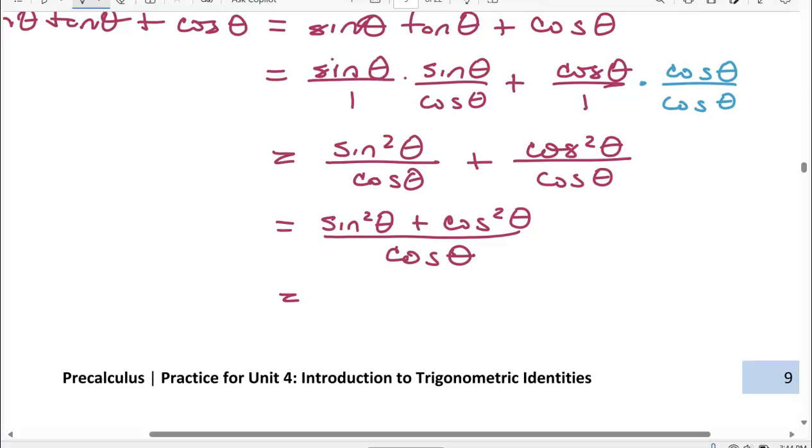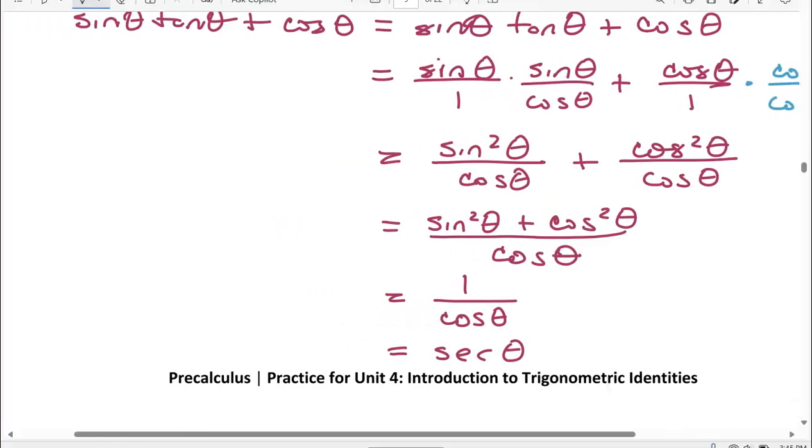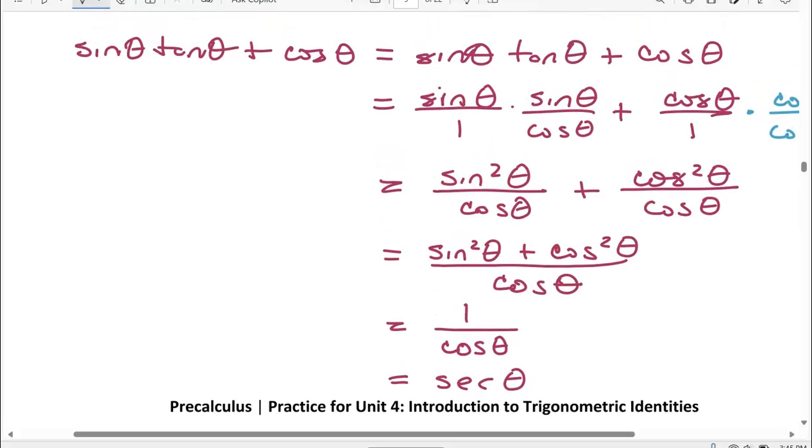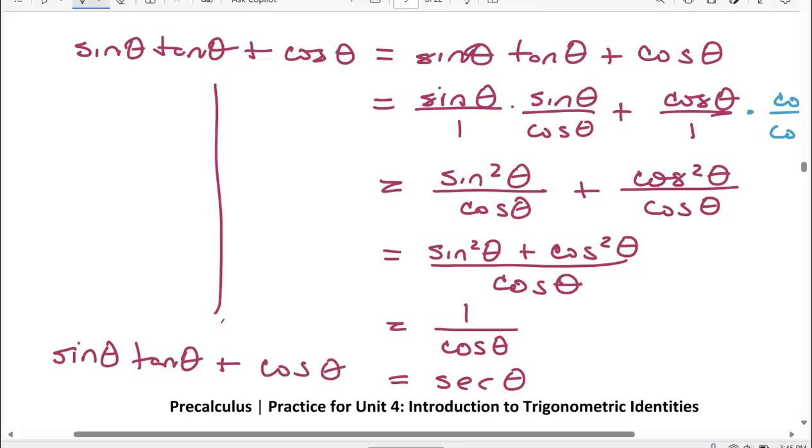One of the Pythagorean identities states that sine squared of theta plus cosine squared of theta is equal to 1. So this is equal to 1 over the cosine of theta, and 1 over the cosine of theta is equal to the secant of theta, and that's what we were trying to prove. So I'm just going to bring down the left side of my identity, sine theta times tangent of theta plus the cosine of theta is equal to secant theta, so that we have our initial statement complete and the final statement complete.